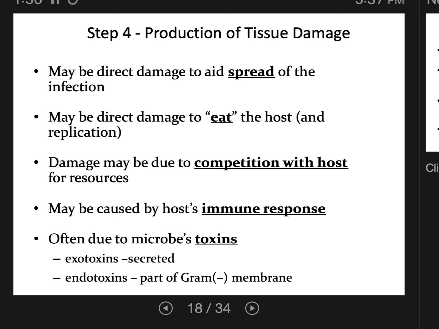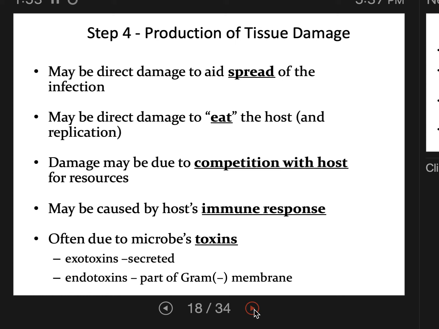Endo means within, so endotoxins are part of the bacteria, but it's actually very specific. So endotoxins are part of the gram-negative outer membrane. So that's a very specific thing. That's all an endotoxin is. It's a component of the gram-negative bacteria outer membrane.